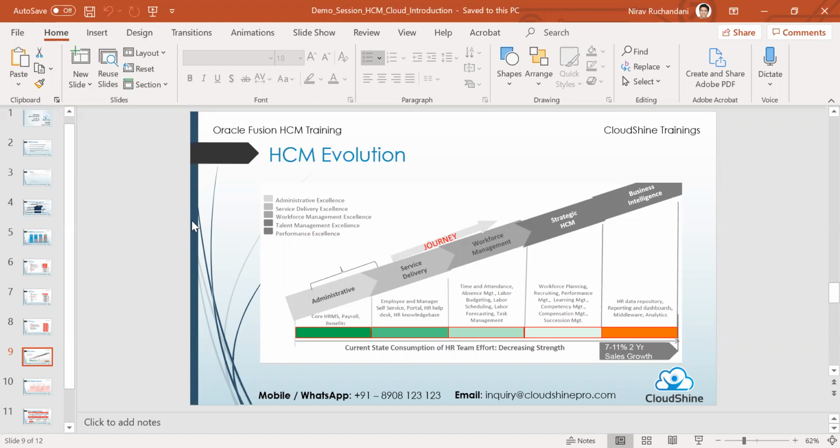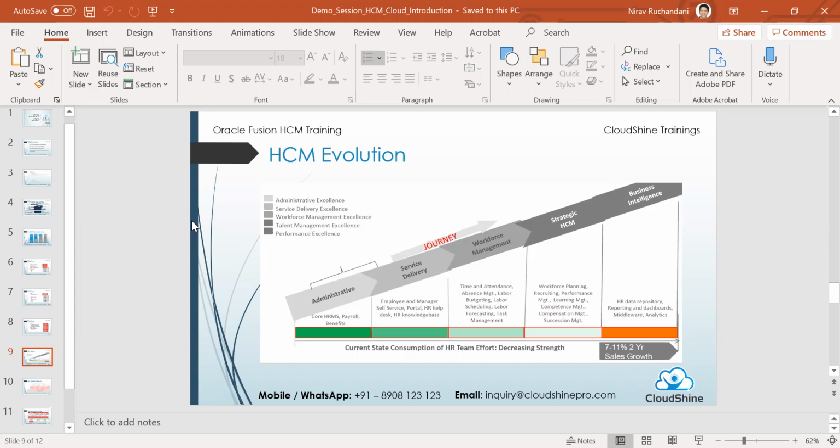Over the years, it has moved from an administrative solution to a service delivery based solution, where we have self-service based offerings. For example, we have employees and managers, or reporting managers, as part of the overall process and the systems as well. Not just that, but employees and managers getting involved in the hiring, or in the performance processes, goals processes, etc.